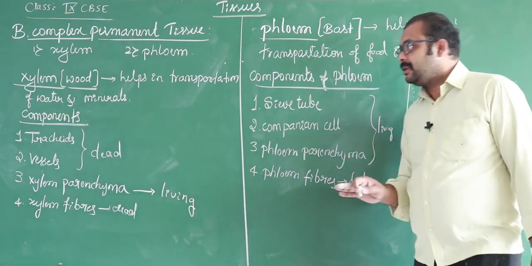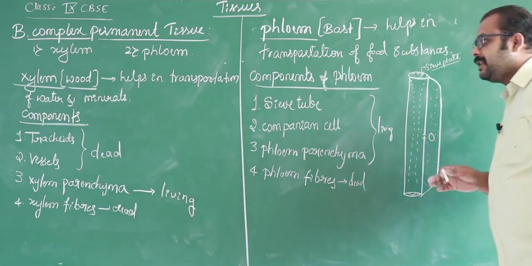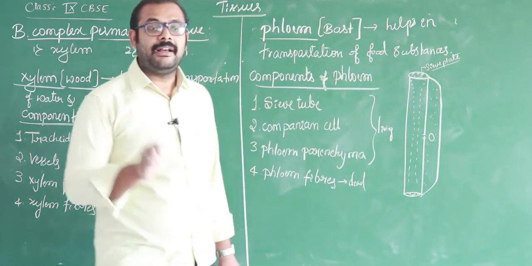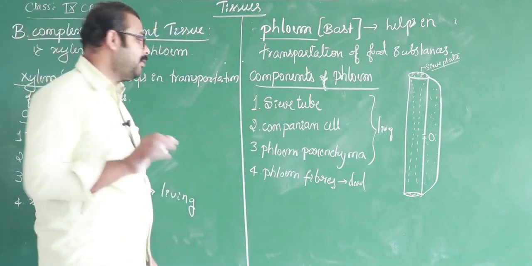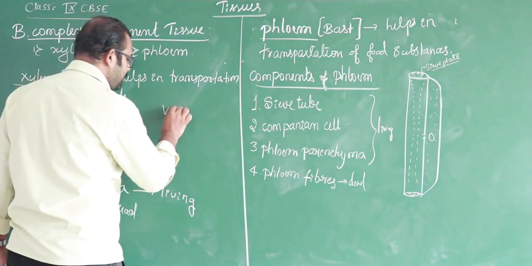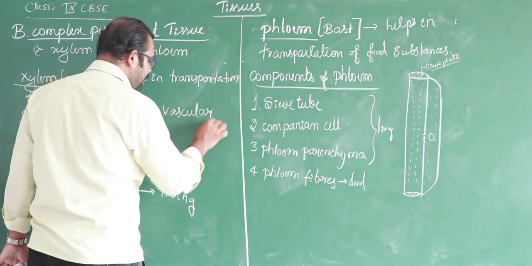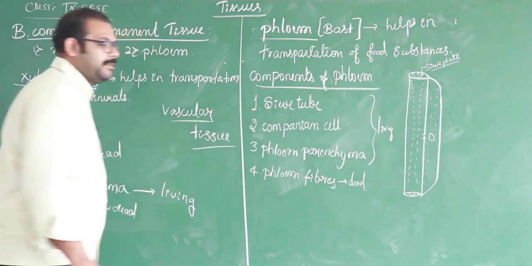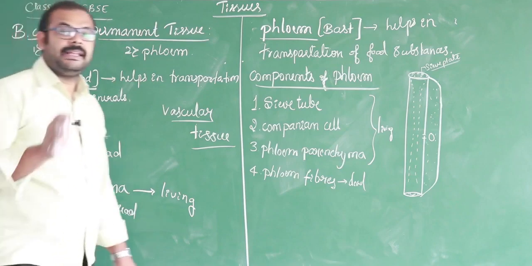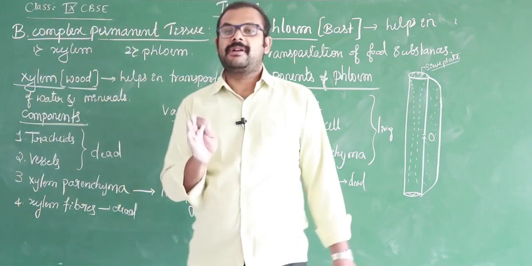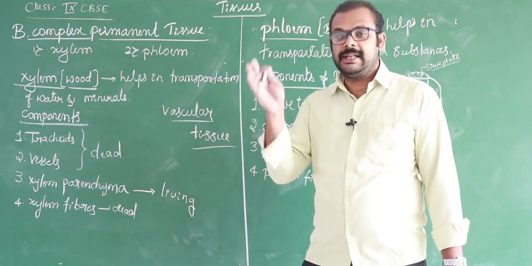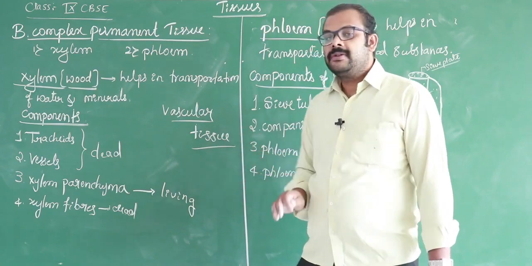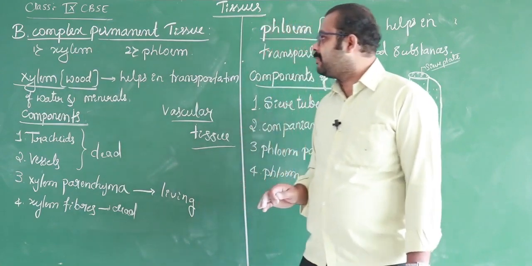So xylem and phloem are mainly involved in transportation of water, minerals and food substances. Hence xylem and phloem are also called vascular tissue. Remember this one. Why are they called vascular tissue? Once again, xylem and phloem are mainly involved in transportation of water, minerals and food substances in the plant body. Hence they are called vascular tissue. So this is about complex permanent tissue.